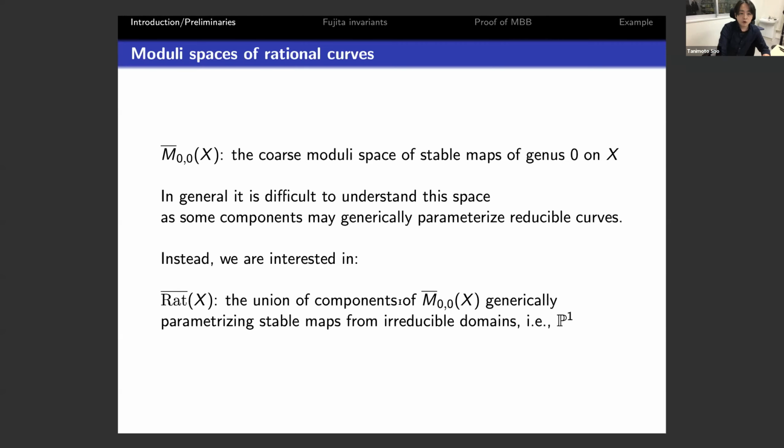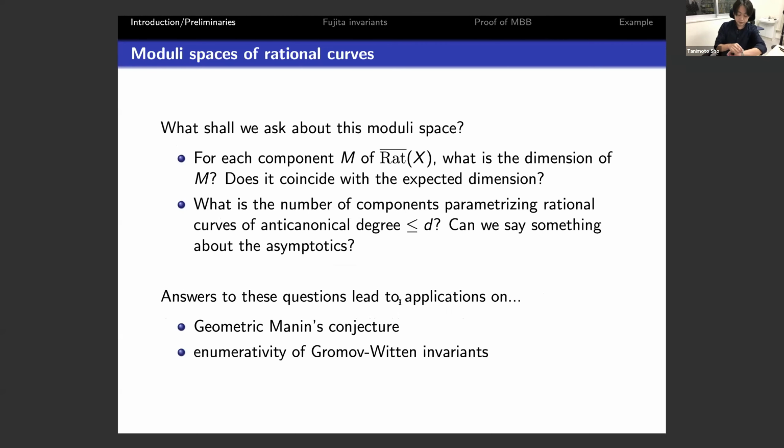So what should we ask about this modular space? The first question one can ask is, for each component M of that bar X, what's the dimension of M, and does it coincide with the expected dimension? Each component has an expected dimension. I'll come to this point soon. Anyway, one can ask whether it coincides with the expected dimension or not.